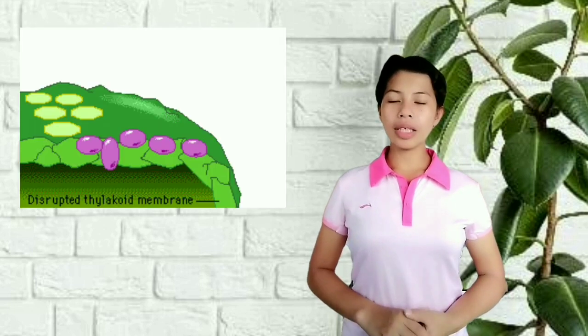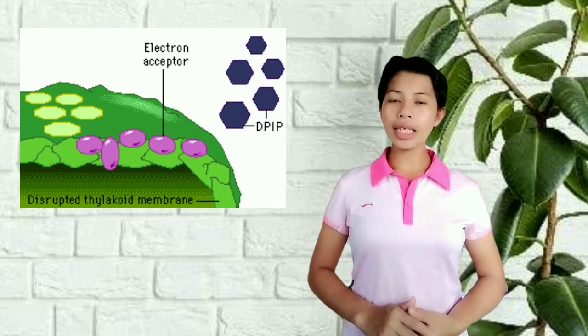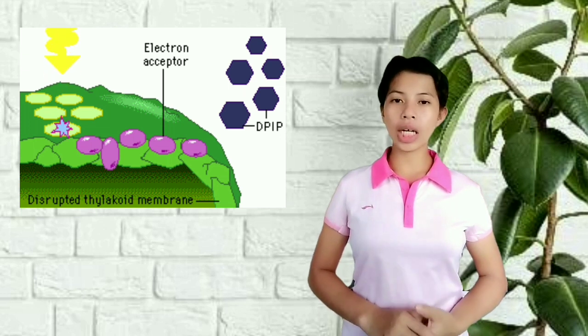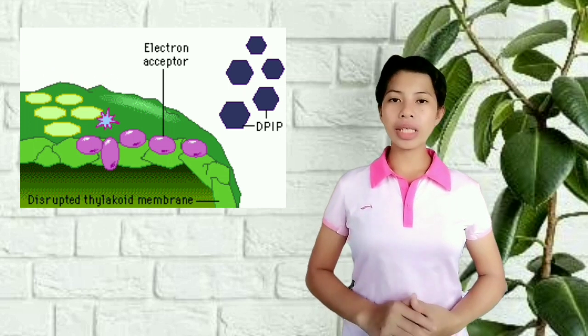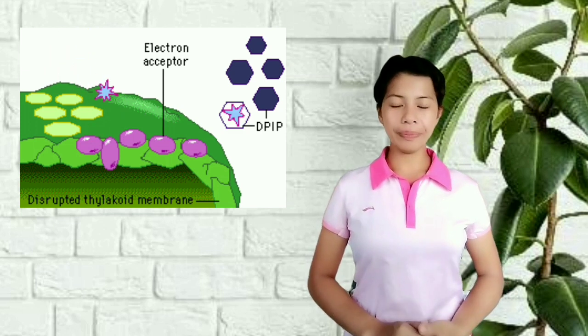The light-dependent reactions occur in the thylakoid membrane, while the light-independent reactions occur in the stroma of the chloroplast, and both processes are necessary for photosynthesis to occur.